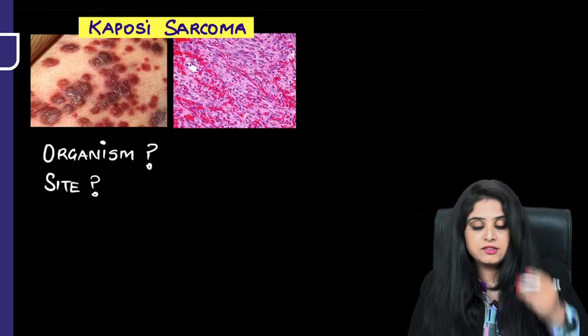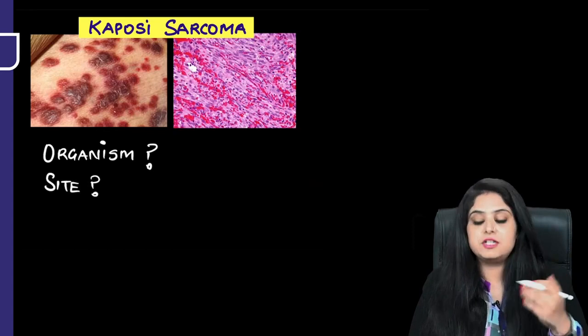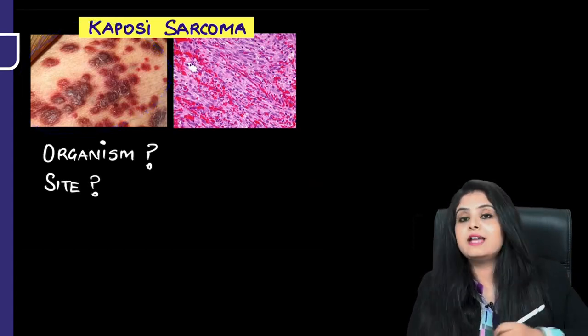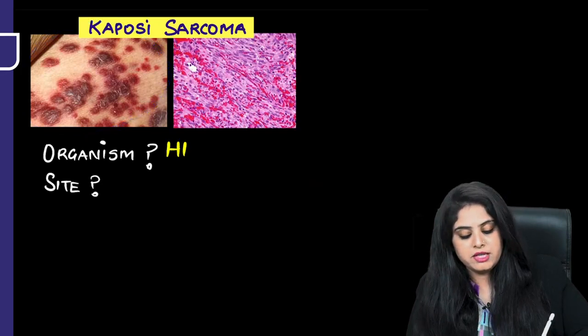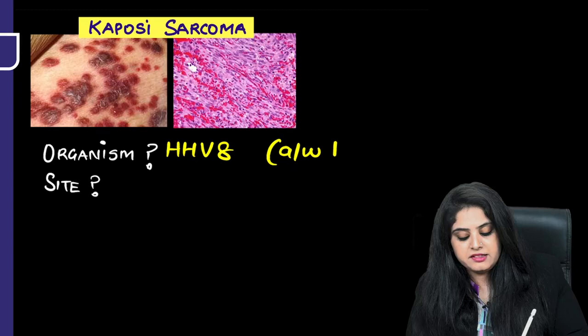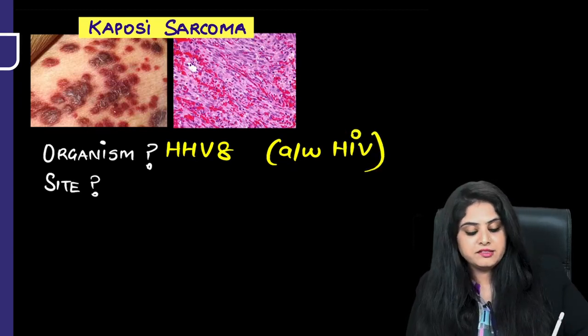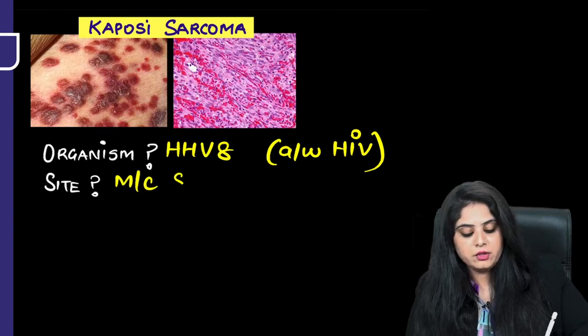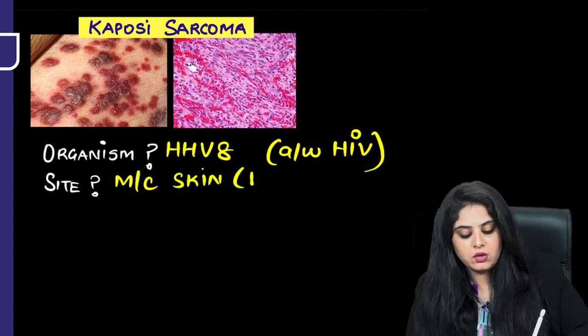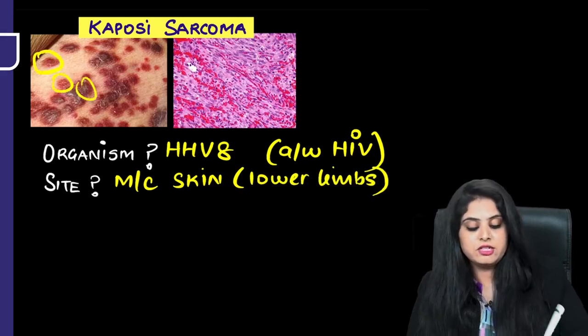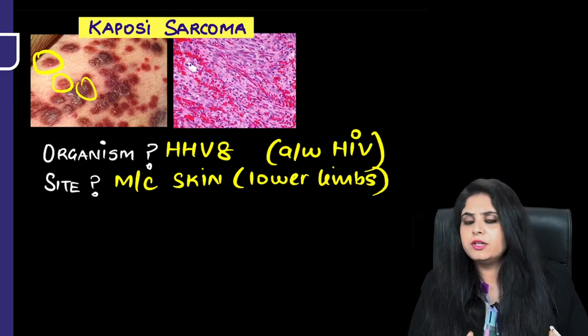Let's move on to the next tumor, which is the examiner's favorite, and that is Kaposi sarcoma. Now, firstly, what is the organism that causes Kaposi sarcoma? It is human herpes virus 8, and it is usually seen in some kind of immunodeficient person like HIV. What is the site? Most commonly it's going to be the skin, along the lower limbs. The lower limbs or the thigh is a very common site, and you will see these reddish lesions. Because it's a blood vessel tumor, you'll see red lesions.